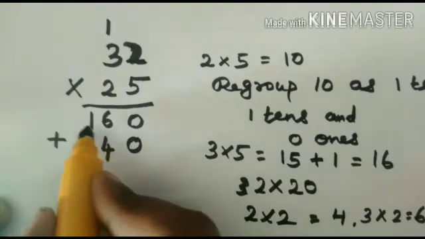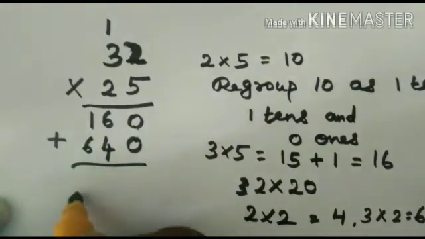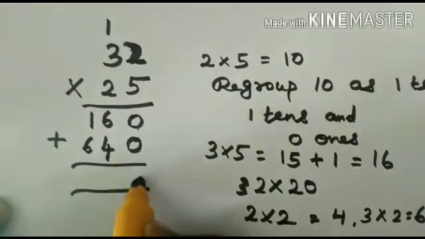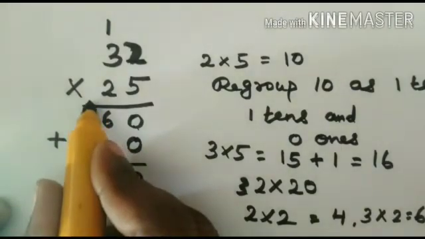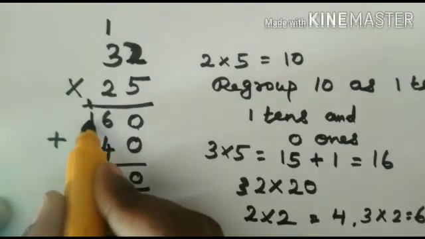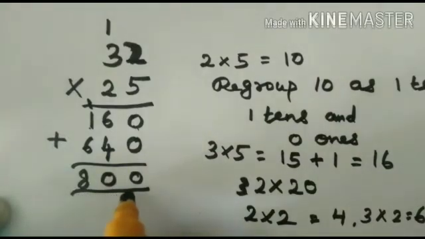Children, you have to add the first partial product and second partial product to get the answer. 0 plus 0 is equal to 0. 6 plus 4 is equal to 10. Write 0 and the 1 will go as a carry over. So 1 plus 1 is equal to 2. 2 plus 6 is equal to 8. The answer will be 800. So 800 flowers will be needed to make 25 garlands. The answer is 800.